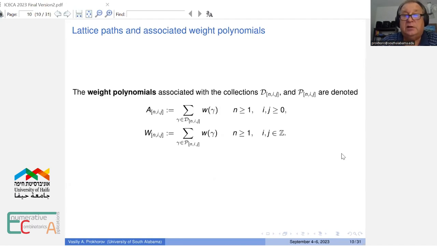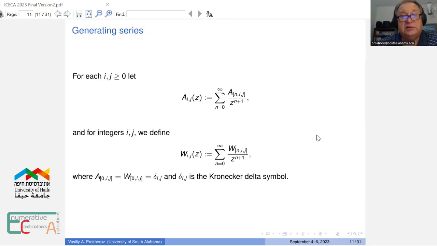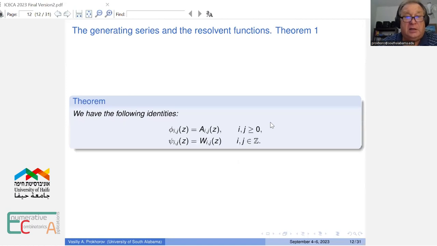And then if you fix n, i, and j, for all these collections we can define weighted polynomials. The formula for the weighted polynomials is the sum of weights over each path from the collection. So we get D n i j and P n i j weighted. Now if you change n and fix i and j, we get the generating function for these weighted polynomials, and the formulas are written right there: A i j of z and W i j of z.